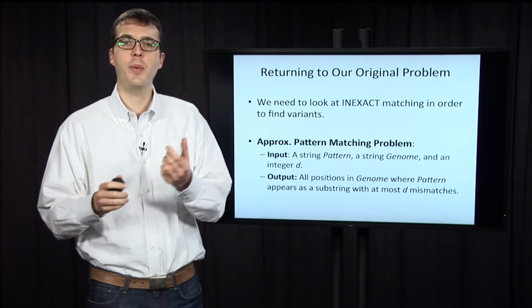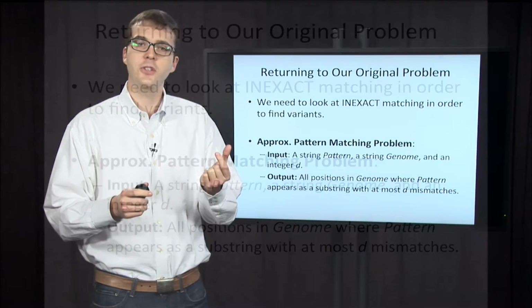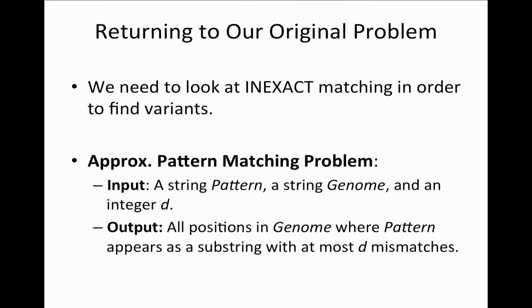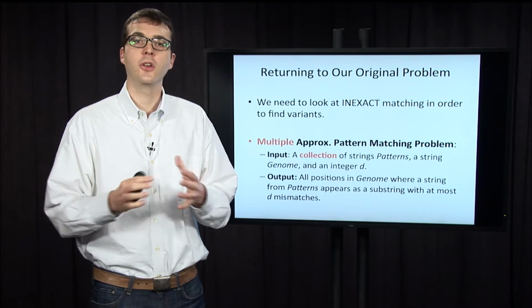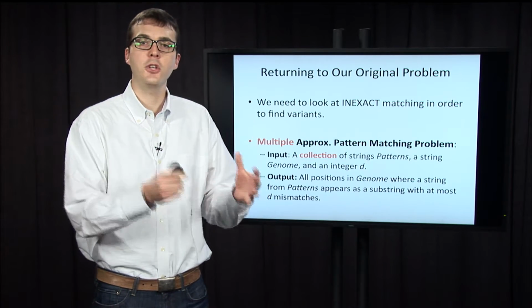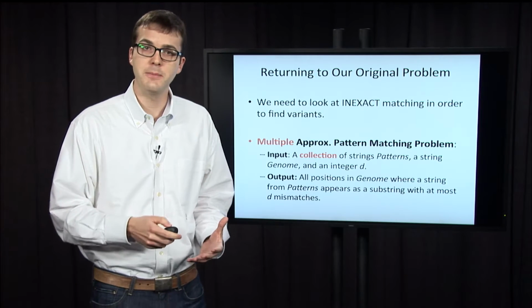So if we have a single pattern representing a single read, then we want to find all positions in the genome where this pattern occurs with, say, at most D mismatches. And this is a problem that we saw at the first part of the course, the approximate pattern matching problem. Now, again, we simply want to generalize this to the case where we have multiple patterns, a collection of reads, and we want to match each of these against the genome to find where they occur with at most D mismatches.